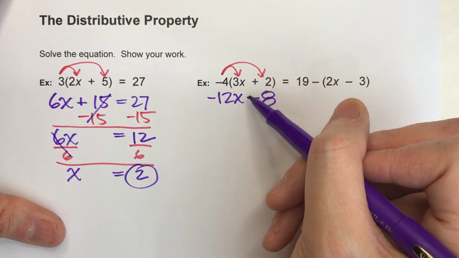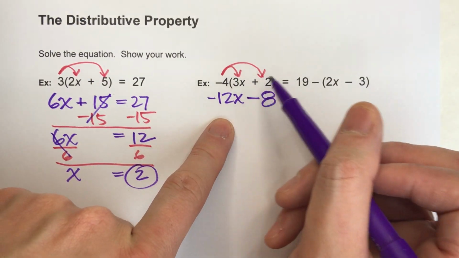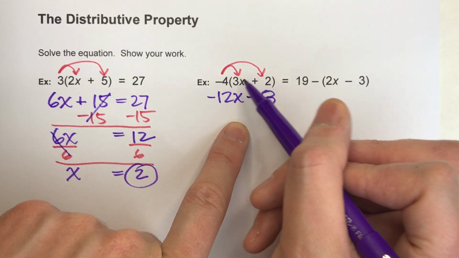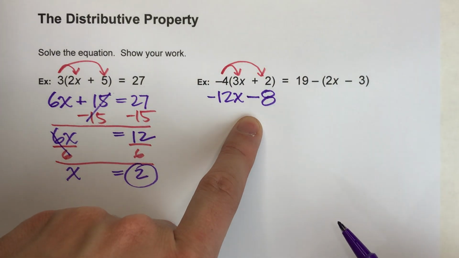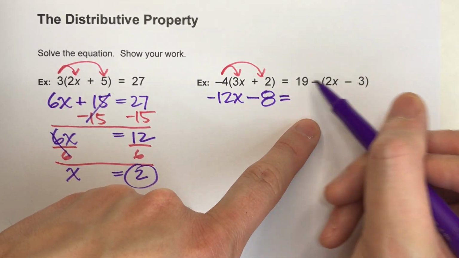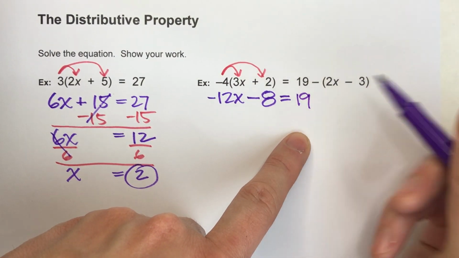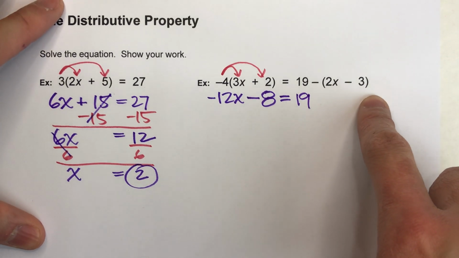Now you could drop that plus sign down and do plus negative 8, but I find that it's way more simple later on to solve if I just think of this as negative 4 times positive 2 gets me negative 8, so I write minus 8. Okay, now on the other side, equals. This 19 is not part of anything, so I'll drop it down. And it says minus (2x minus 3).